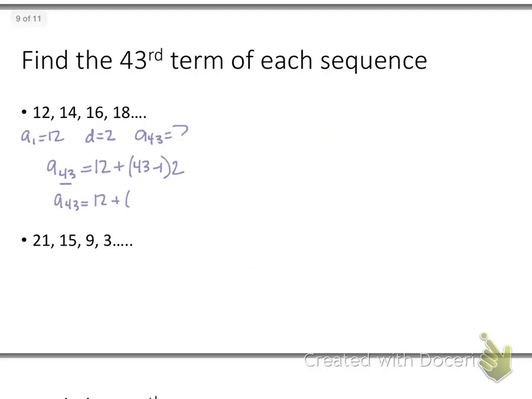So 12 plus 42 times 2, I'm going to type that all in my calculator. So 12 plus 42 times 2 is 96. So if I kept that going, my 43rd term would be 96.